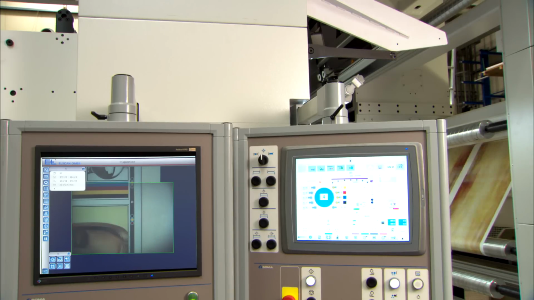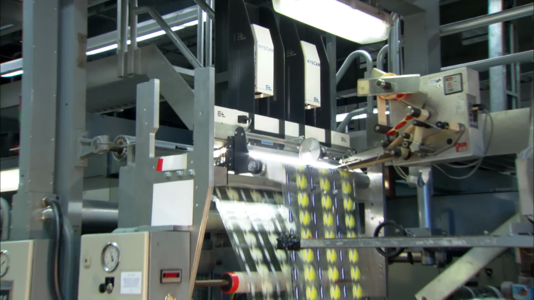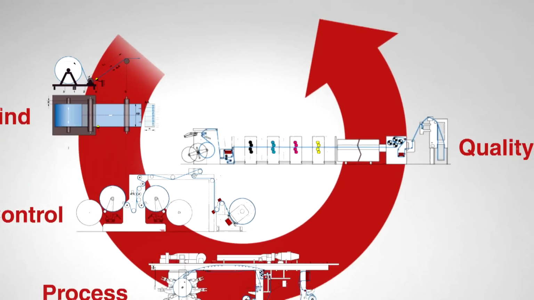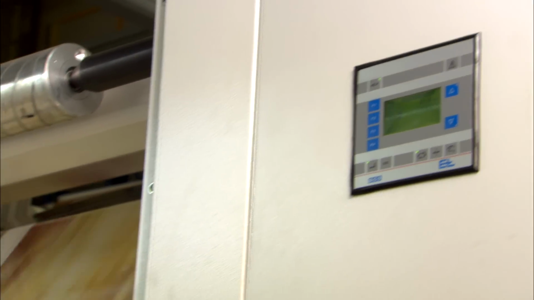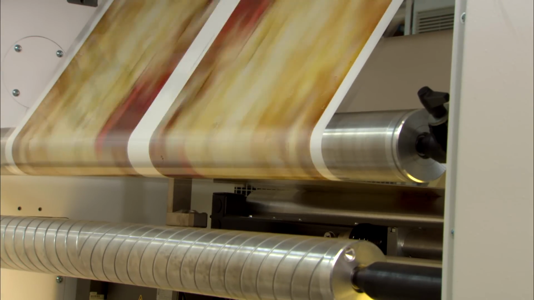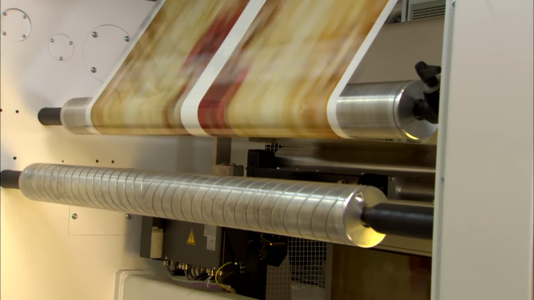Erhardt+Leimer can even provide 100% printed image inspection for web widths up to 1800 millimeters. Winding forms the end of every process. All subsequent processes are dependent on correctly wound material, an aspect that Erhardt+Leimer addresses with its products, perfectly matched to the user.